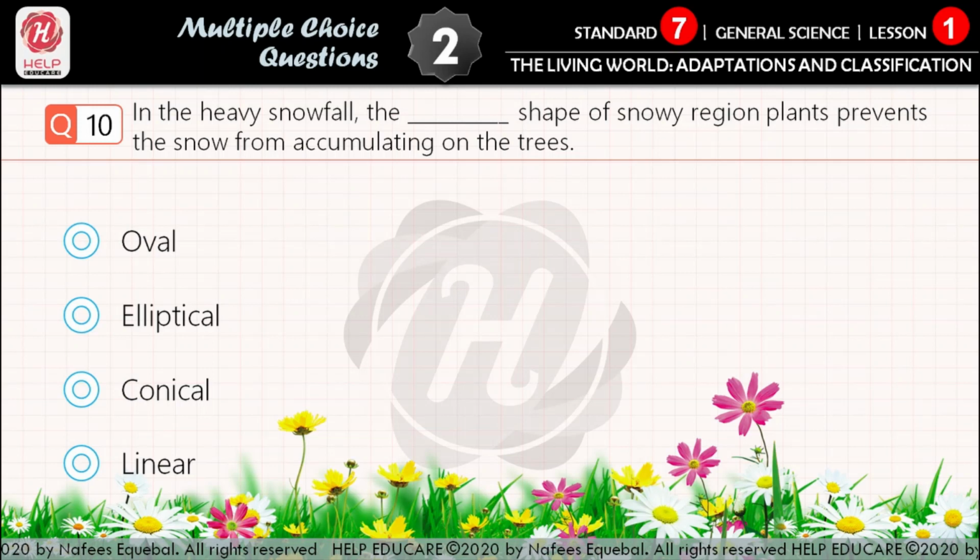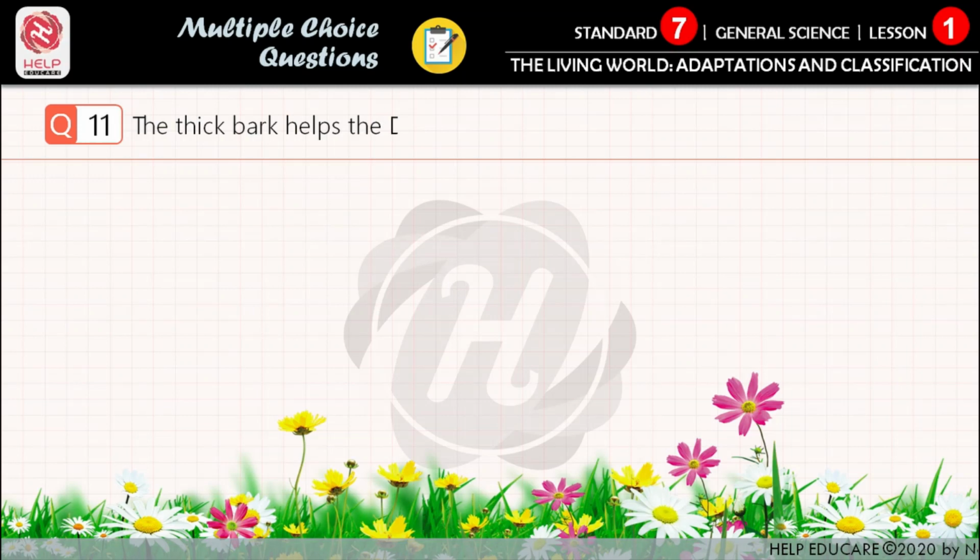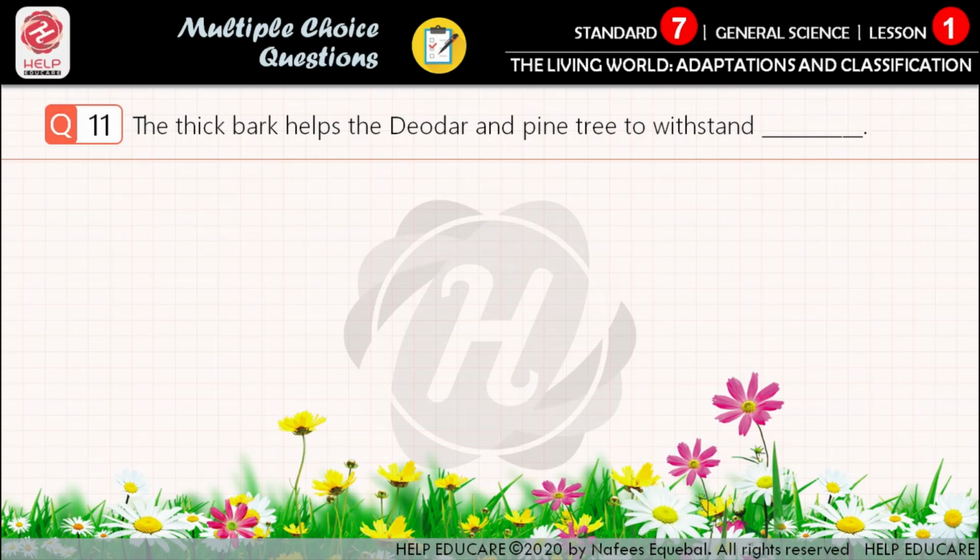Correct answer is conical. Question number 11. The thick bark helps the dodder and pine tree to withstand dash. First option, the cold. Second option, the summer. Third option, the rain.